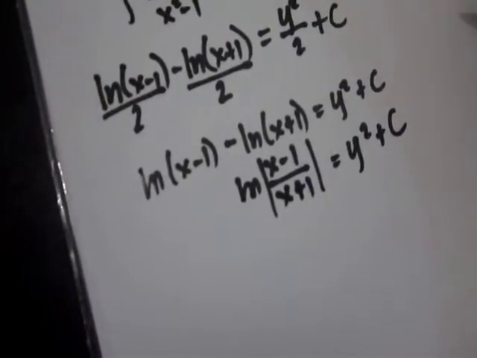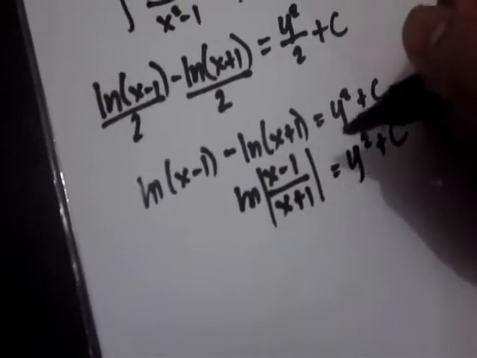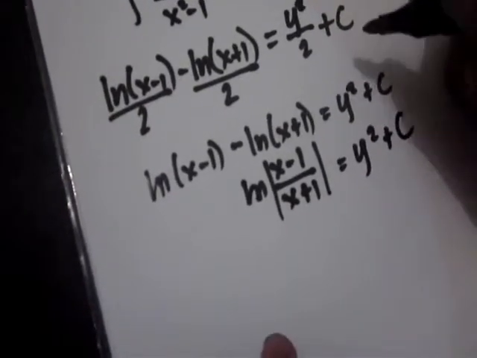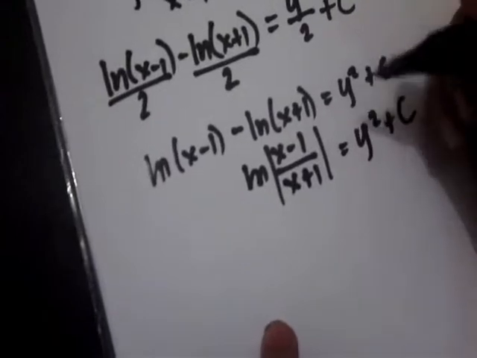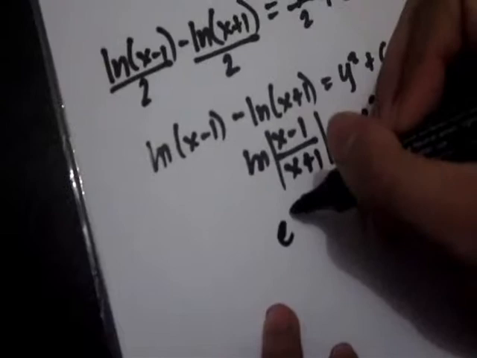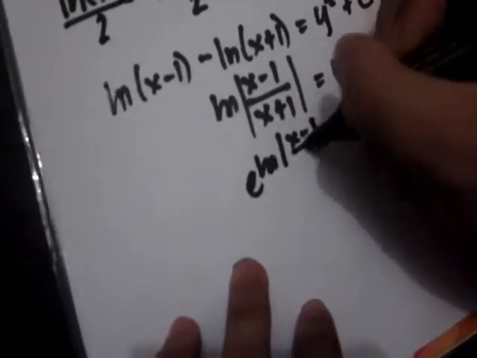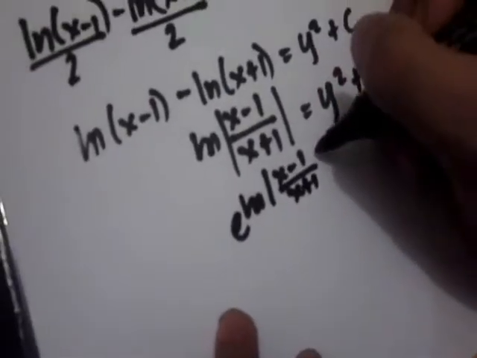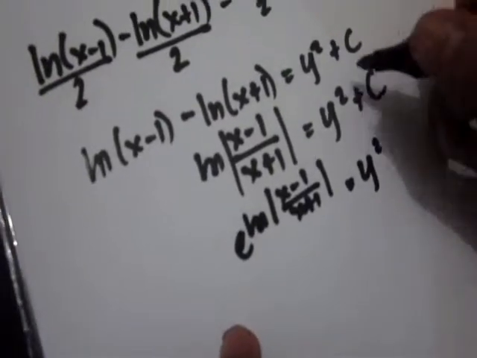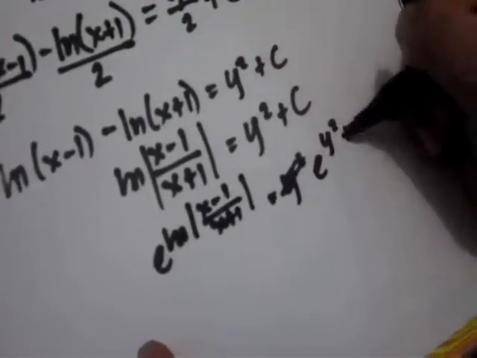Here, in order to simplify the equation further, we will make both sides of the equation an exponent of the natural constant e. So we will get e to the natural logarithm of x minus 1 over x plus 1 equals e to the y squared plus c.